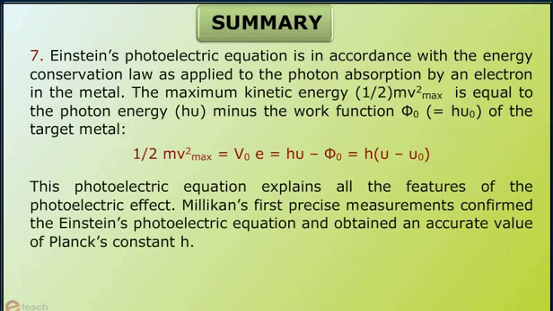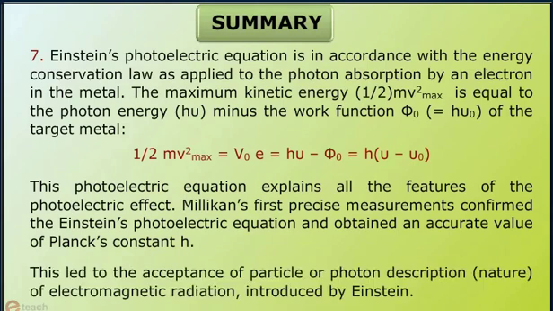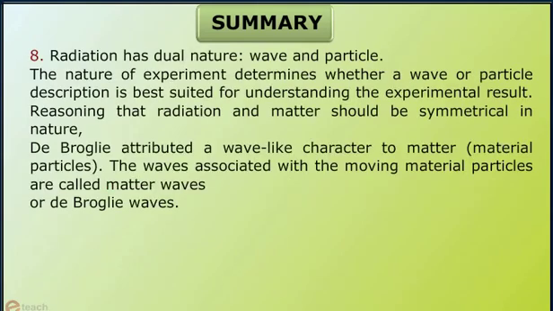Millikan's precise measurement confirmed Einstein's photoelectric equation and obtained an accurate value of Planck's constant h. This led to acceptance of the particle or photon description of electromagnetic radiation introduced by Einstein. Eighth, radiation has a dual nature, wave and particle. The nature of the experiment determines whether a wave or a particle description is best suited for understanding the experimental results.